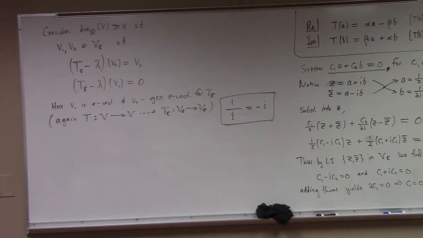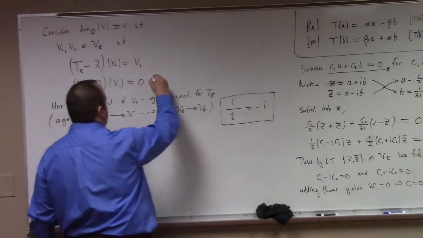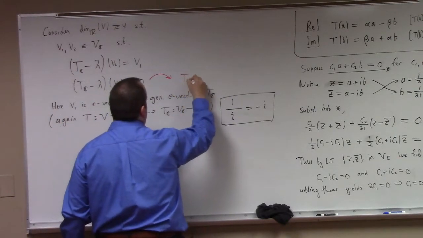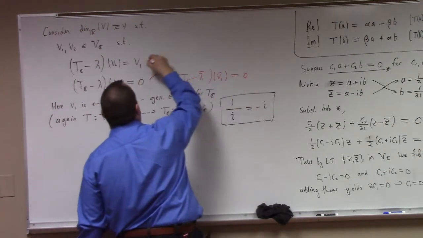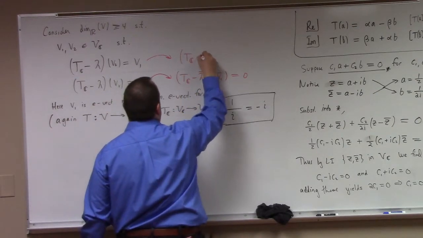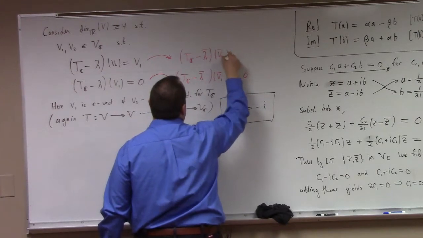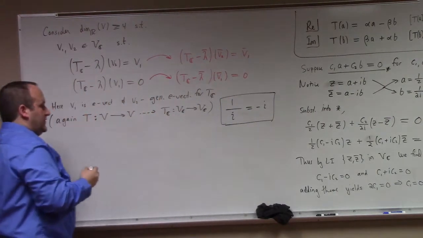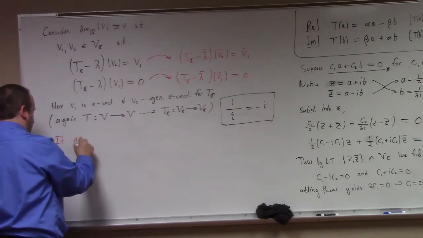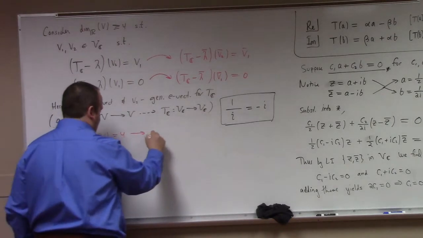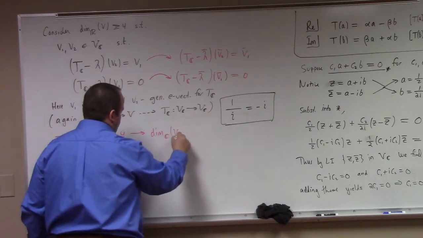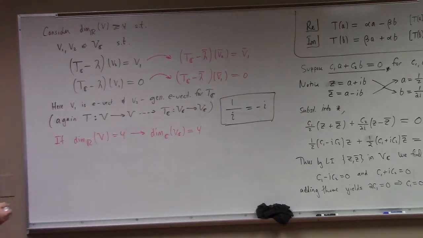Since I'm doing that, we can still go through pretty much the same complex conjugation argument I already did. I won't go through the details, but we've already gone through the details to prove this. This also gives you that T sub C minus lambda bar acting on V bar 2 is equal to V bar 1. So if the real dimension of V was 4, that would say that the complex dimension of the complexification was also 4.